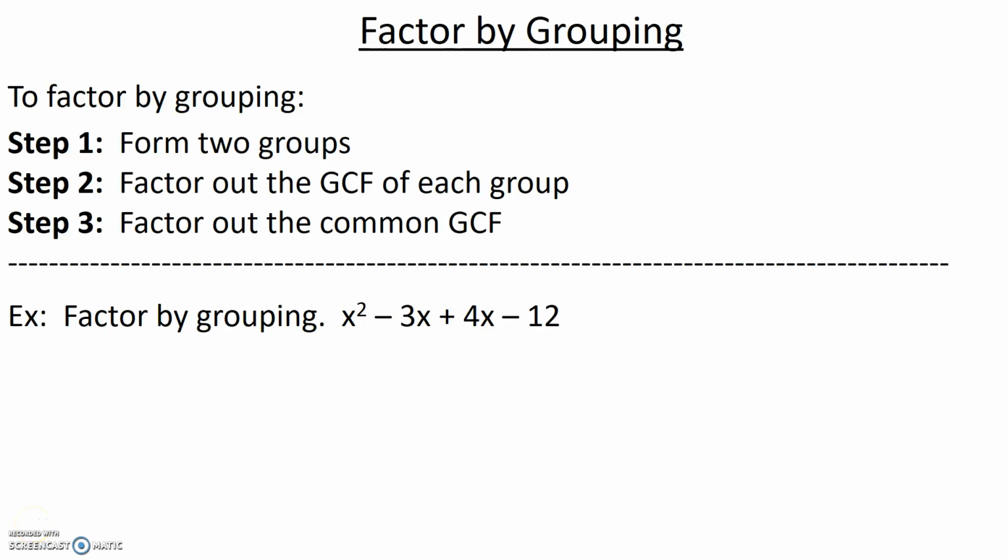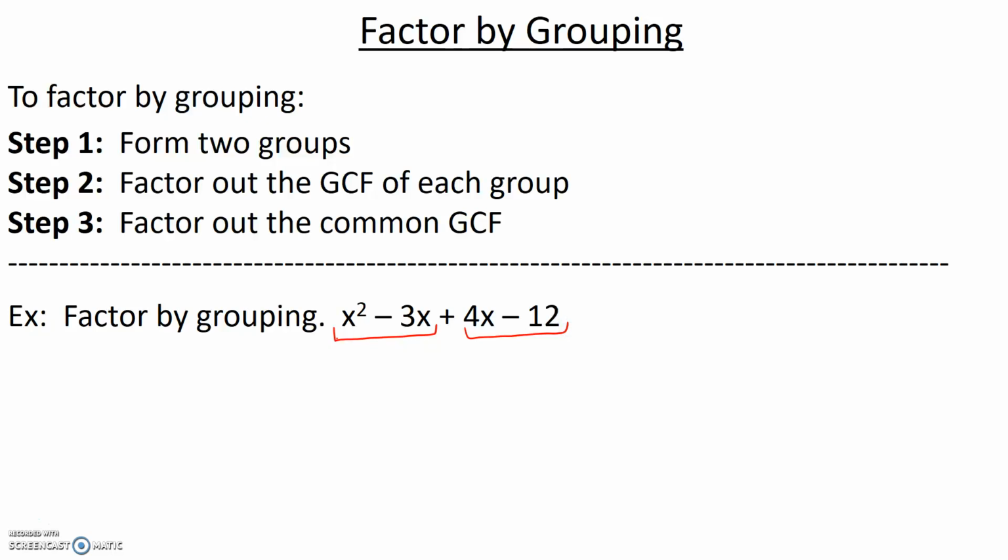In this video, we will learn how to factor by grouping. To factor by grouping, form two groups. So in our example, x squared minus 3x plus 4x minus 12, I'm going to form the first group with x squared minus 3x and the second group with 4x minus 12.